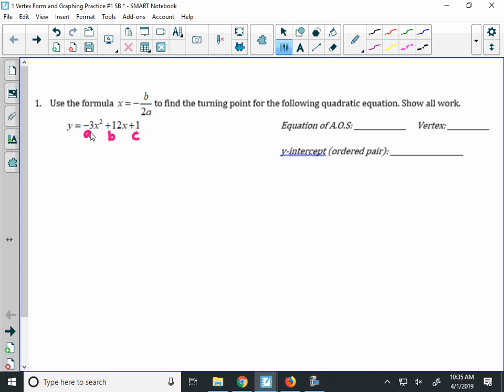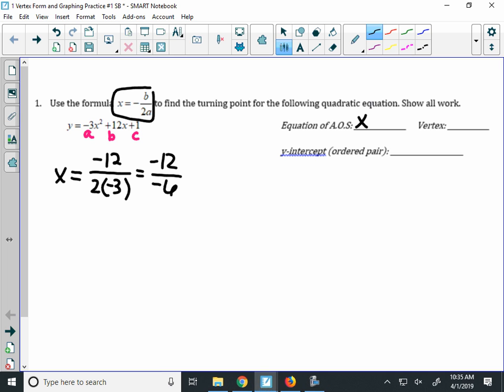Now, first thing, let's find the equation of the axis of symmetry. That's always going to be an x equals. And in order to find that, I'm going to simply put values A and B into that equation. X equals, now take the opposite of 12, which is negative 12, divided by 2 times A, which is negative 3. Well, that's going to be negative 12 divided by negative 6, which equals 2. So for this graph, my axis of symmetry, the invisible line that goes through the parabola, happens at x equals 2.